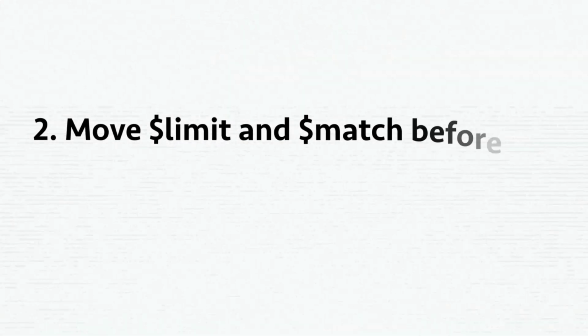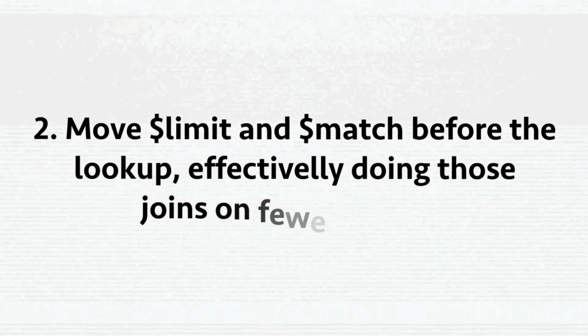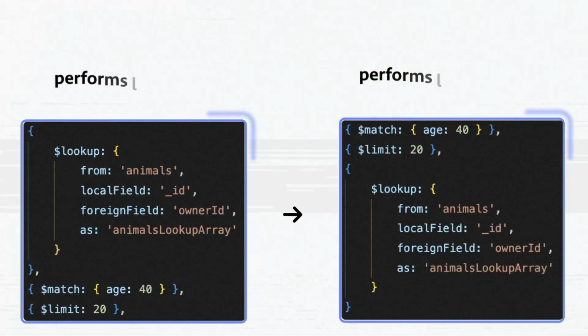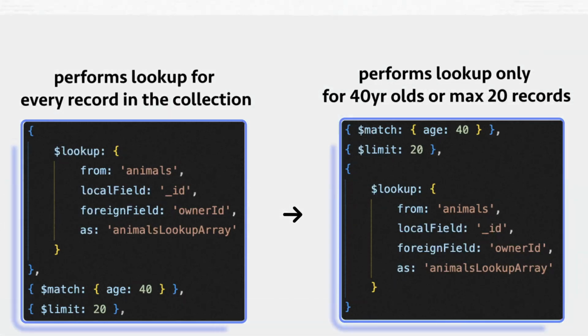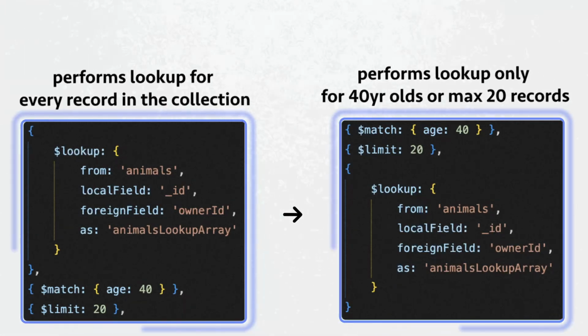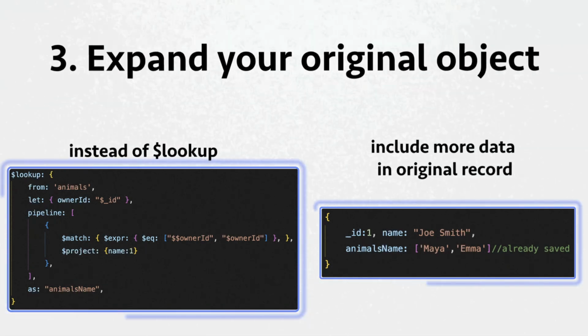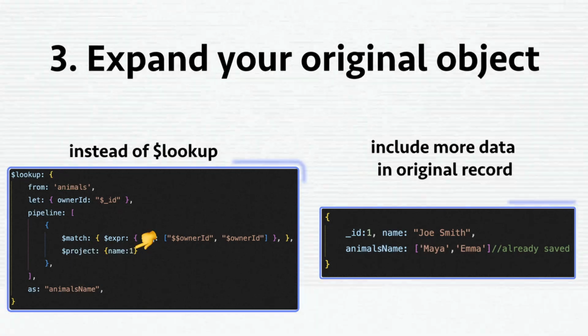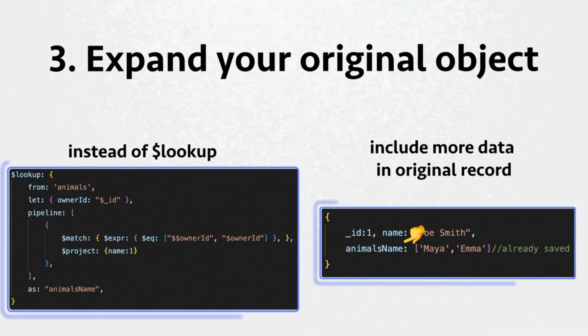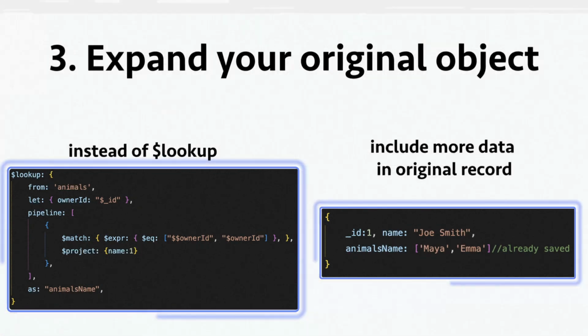2. Make sure you move the limit and match before the lookup, effectively doing those joins on fewer records. In the second example, we moved match and limit before lookup, decreasing the number of times it runs to maximum 20. And 3. Opt for including more info inside the original object. If you are doing a lookup just to get the name, consider having the field in the original table with that value. Just make sure to keep it updated at all times.